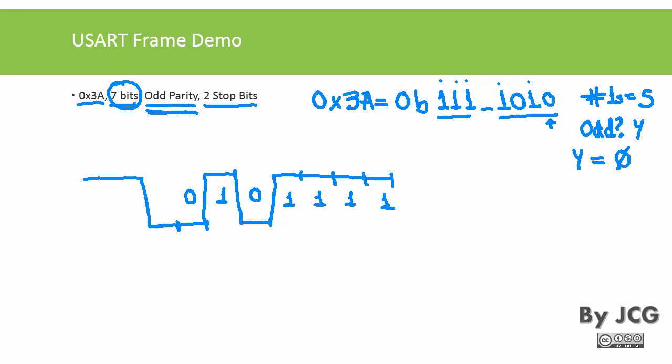If this was an even parity, you would ask, do I have an even number of ones? And the answer would be no. And since the answer is no, you would put a 1. So the parity is going to go to 0. And then you have 2 stop bits. So this means that you need to wait at least 2 transmission cycles to say, I have stopped.